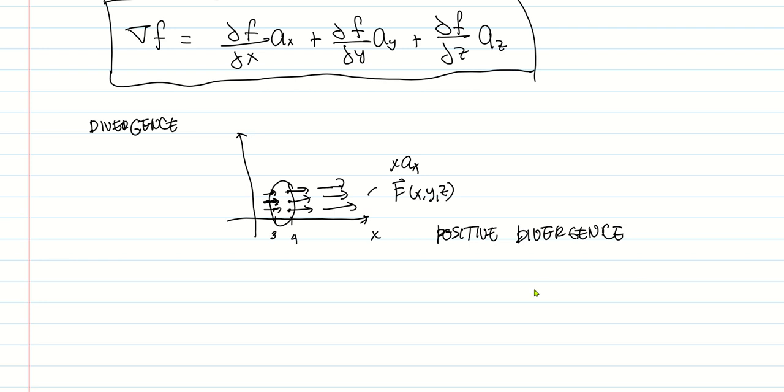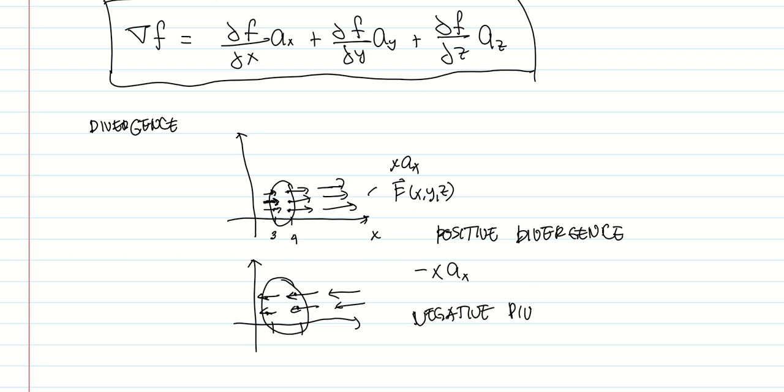If it is the other way around, if we take the opposite direction, negative x ax, that will be in this direction. If you compare it again with a circle, this time the strength of the vectors that are entering is greater than the strength of the vectors that are leaving the circle.